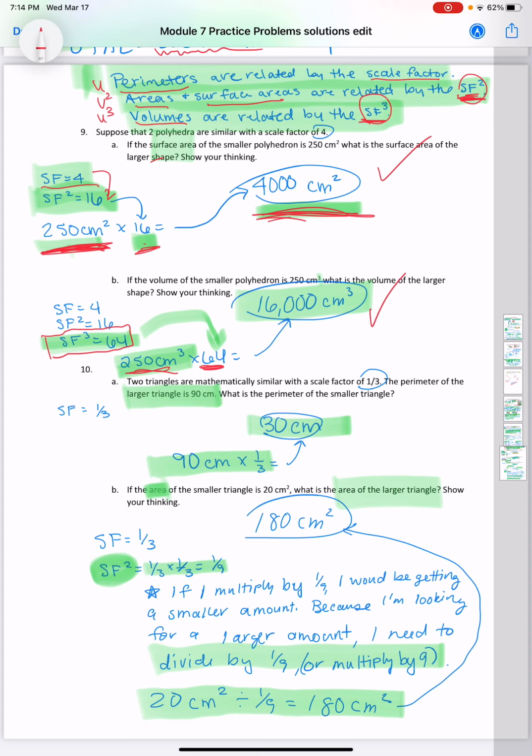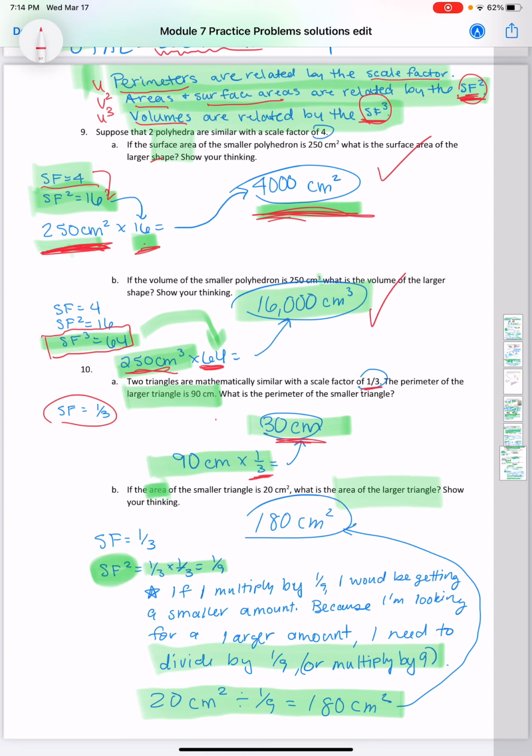For number 10, we've got new figures. We're talking about triangles now. Our scale factor is 1/3. The perimeter of the larger triangle is 90 centimeters. What is the perimeter of the smaller triangle? So we want a smaller amount. Perimeters are related by the scale factor. So I can do 90 centimeters times the scale factor, 1/3. That gives me 30 centimeters for the smaller one.